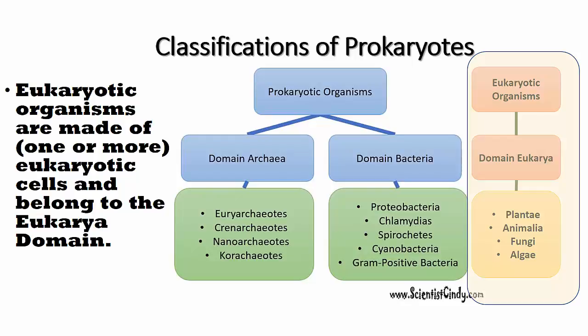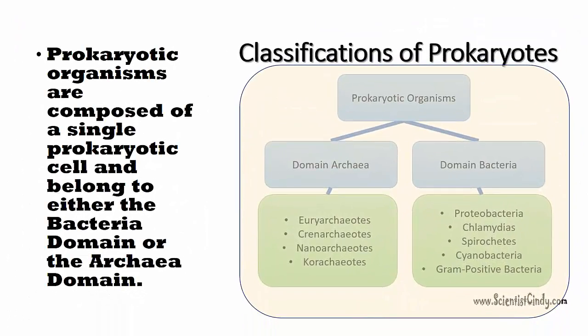Classifications of prokaryotes. Eukaryotic organisms are made up of 1 or more eukaryotic cells and belong to the eukarya or eukaryota domain. Prokaryotic organisms are composed of a single prokaryotic cell and belong to either the bacteria domain or the archaea domain.